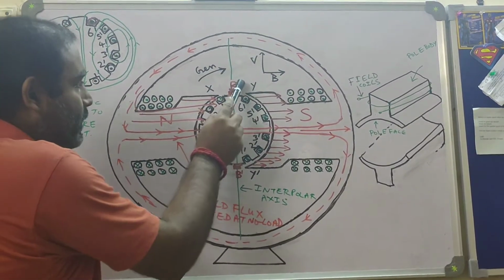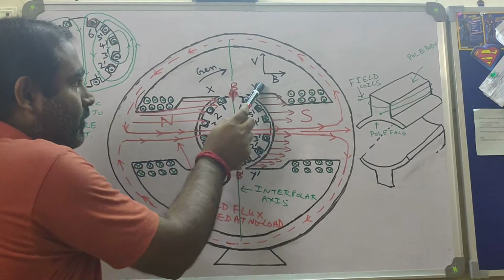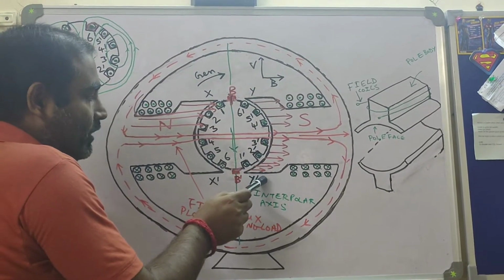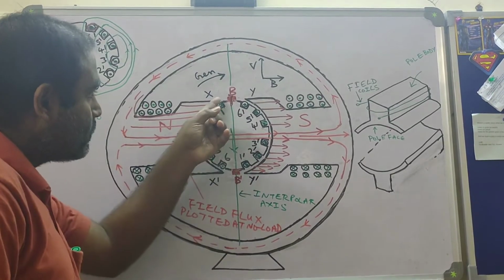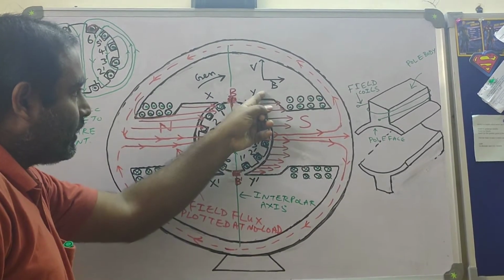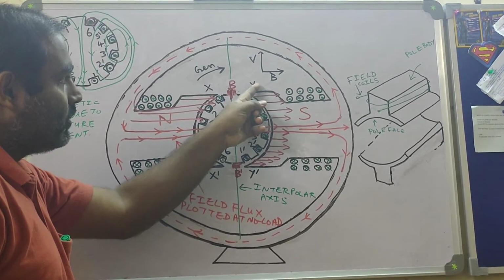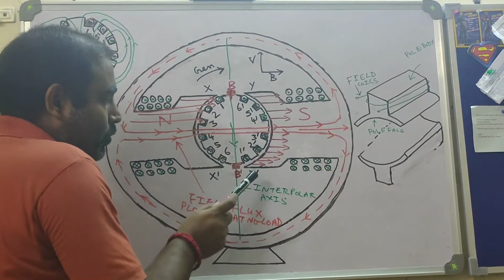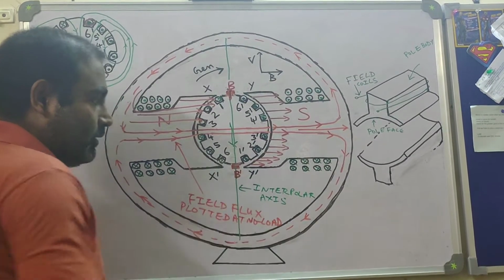So you move from brush B to B dash. So this pole tip is coming first, so this will be termed as leading pole tip. And this pole tip is coming later on. That is Y dash is coming later on. When you move from brush B to B dash, pole tip named Y is coming first. So this is my leading pole tip. Pole tip named as Y dash is coming later on. So this is trailing pole tip.